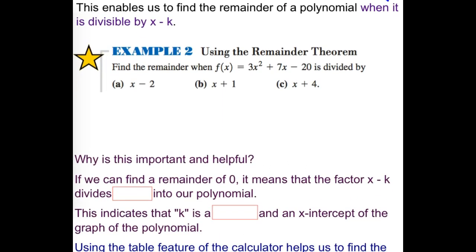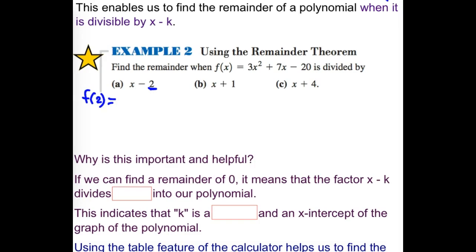All right, so example 2. It says to find the remainder when our function 3x squared plus 7x minus 20 is divided, we've got three different options here, divided by x minus 2. So again, focus on your k value. K is just the 2. So we want to find f of 2. That means we're going to take our polynomial and substitute in a 2 for x. So 3 times 2 squared plus 7 times 2 minus 20.